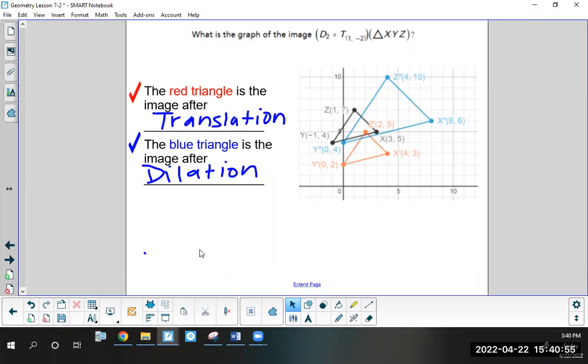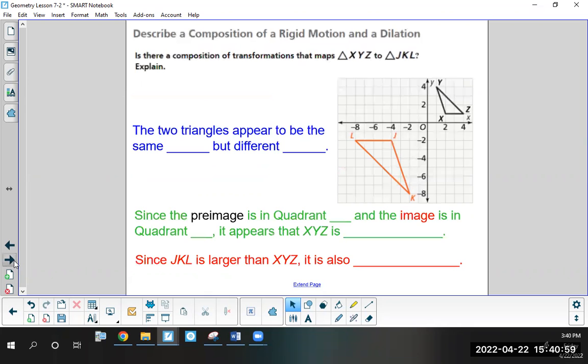All right, so our next one, we're going to describe a composition of rigid motion and a dilation. Is there a composition of transformations that maps XYZ onto JKL? Explain. So looking at these, let's answer these questions that'll help us answer that. The 2 triangles appear to be the same shape, but different sizes.